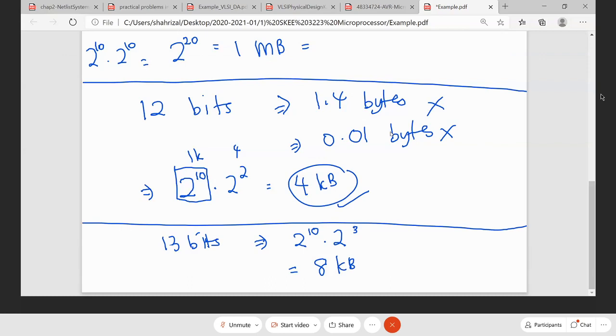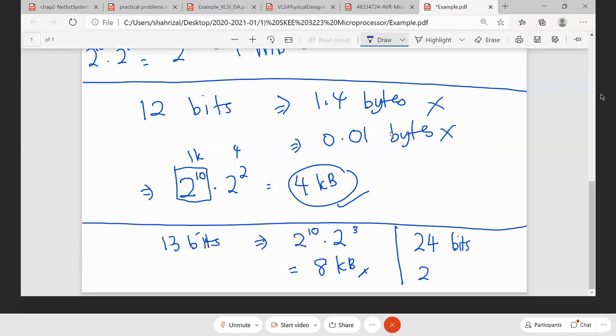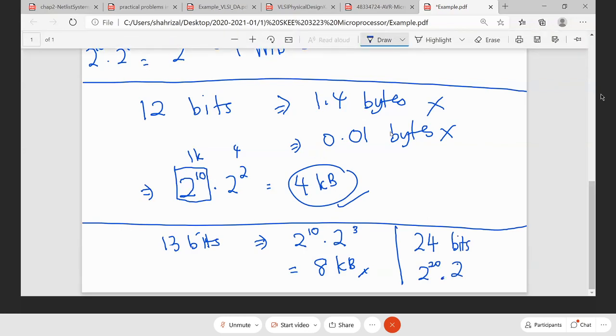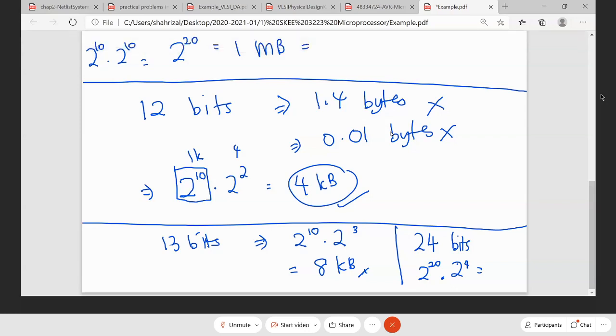Understand that? So how about if you have 24 bits? It is actually 2 to the power of 20 with 2 to the power of 4. You add them up and get 24. So this is 1 mega and this is 16, so it is 16 megabytes.